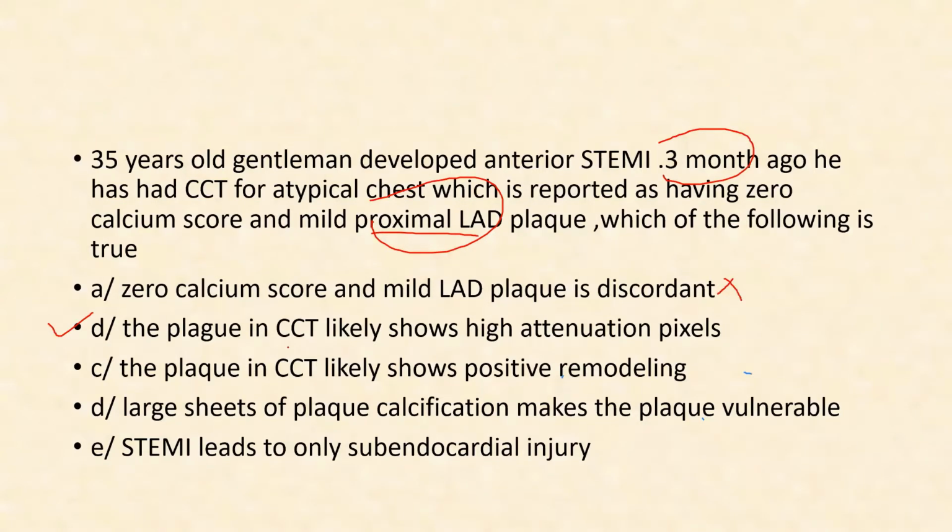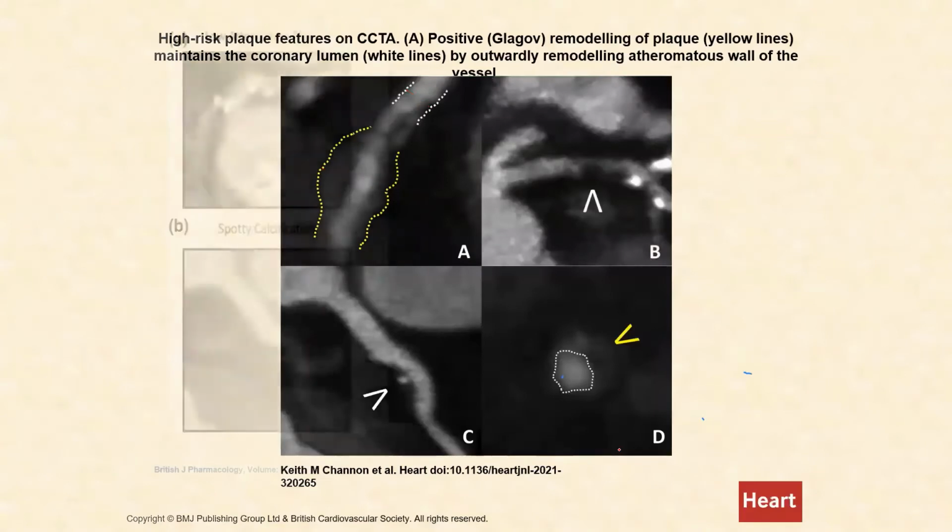Now we go back to the option that the plaque in cardiac CT shows high attenuation. Do you think that plaque has shown high attenuation or low attenuation? Low attenuation, exactly. So this is wrong. It shows positive remodeling? Yes, positive remodeling is a sign of vulnerability. Large sheets of calcium? No, spotty calcification, not large. And STEMI leads to only subendocardial injury, which is false up front. So the right answer is positive remodeling. Good.